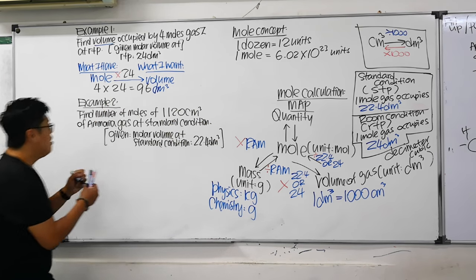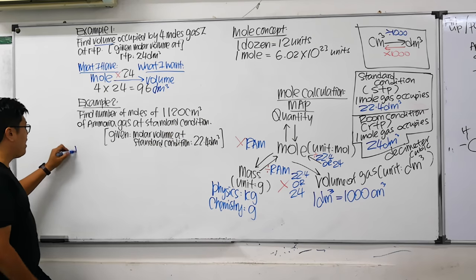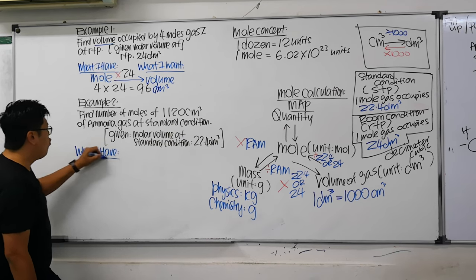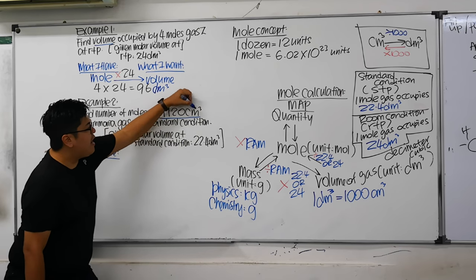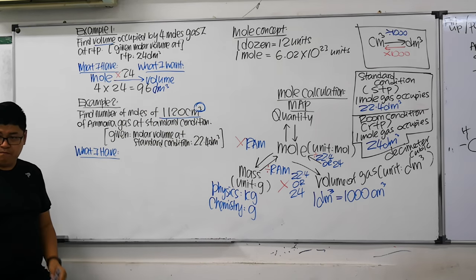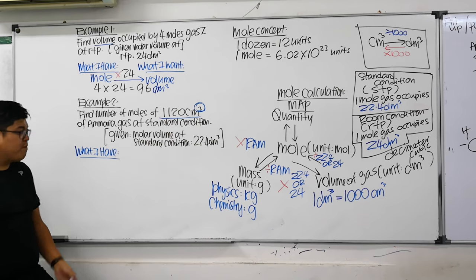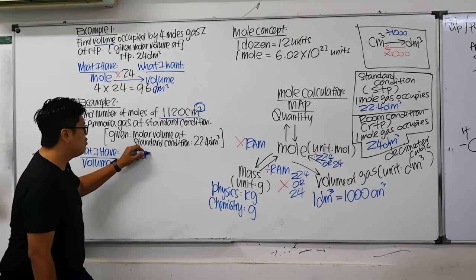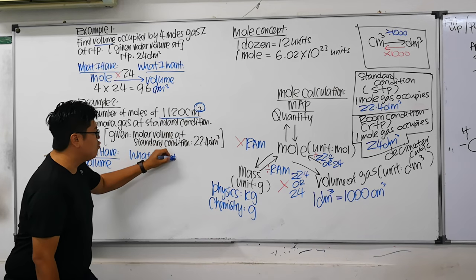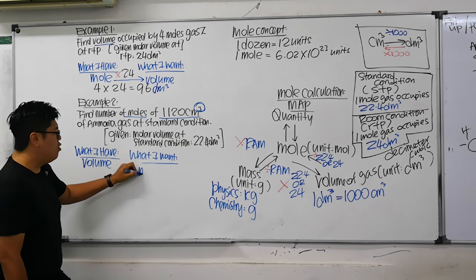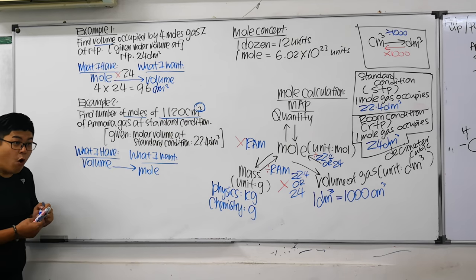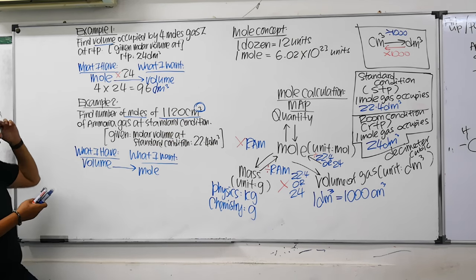Okay, let's do it. Ask yourself 2 questions, what I have and what I want. So what I have is 1120 CM3, everything power 3, what is it? Volume. I have volume. So what I want? I wanted to find mole. So I have volume, I want mole. Volume to mole. Okay? Alright, now let's go for relationship.